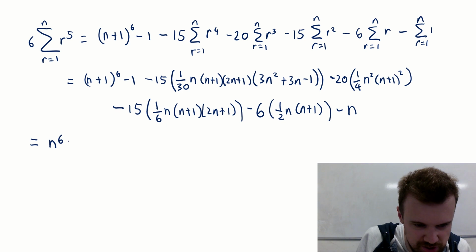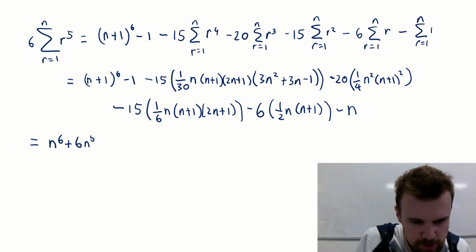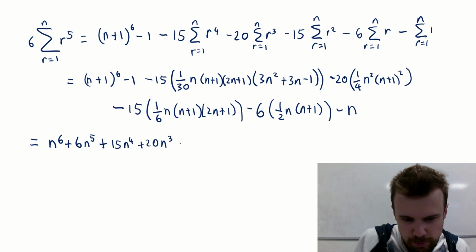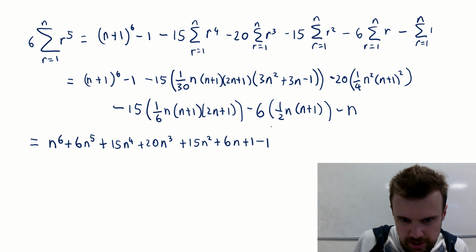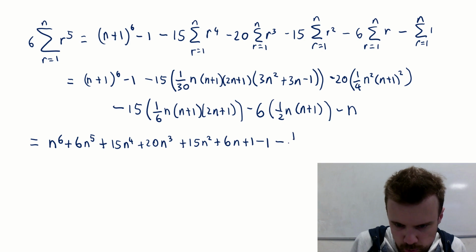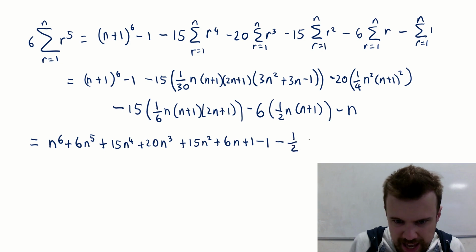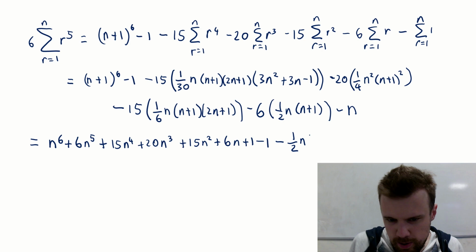We'll get n to the power of 6 plus 6n to the power of 5 plus 15n to the power of 4 plus 20n cubed plus 15n squared plus 6n plus 1 minus 1. And then some of the brackets are going to start simplifying. So first dealing with the 15 over 30, that will become a minus 1/2. We'll have the n out the front for the moment. We could have the n plus 1, 2n plus 1.